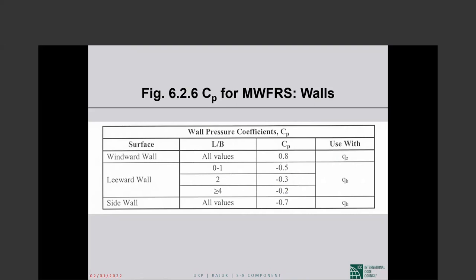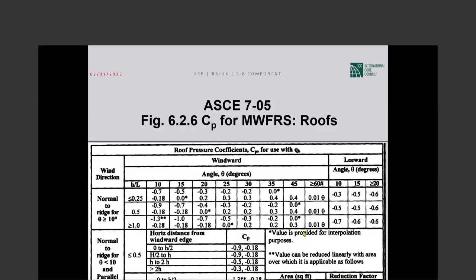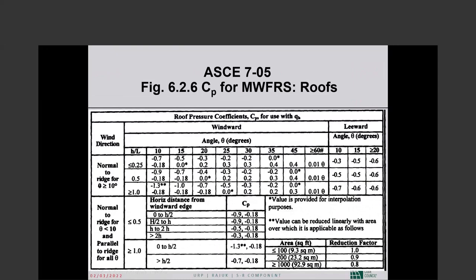Side walls, irrespective of anything else, is negative 0.7, the external pressure coefficient. Okay. Now the roof is somewhat more complicated.